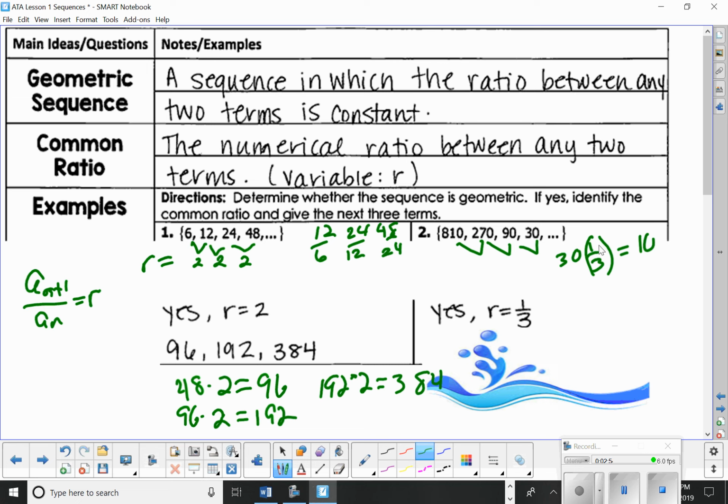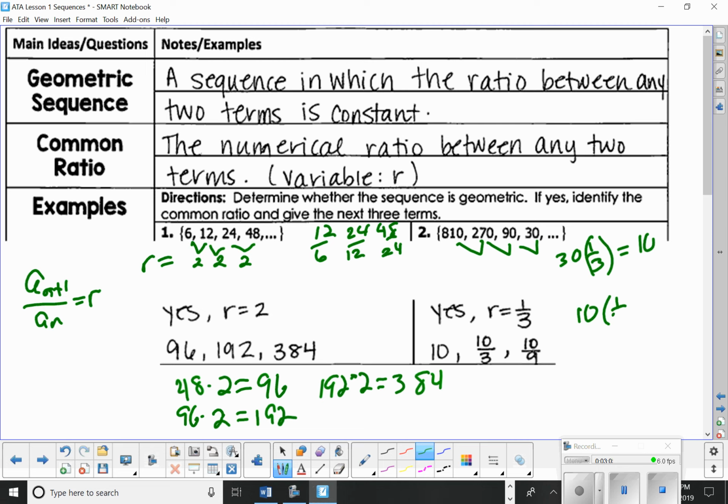And then 10 times 1/3. And then 10/3 times 1/3. So remember that when you did 10 times 1/3, you multiply your numerators, which is why you get the 10 over the 3. Then 10 over 3 times 1 over 3. 10 times 1 is 10. 3 times 3 is 9. If I kept going, I would have 10 over 27, and so on.